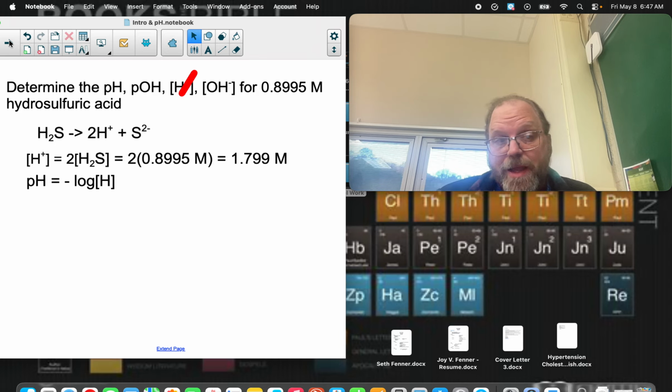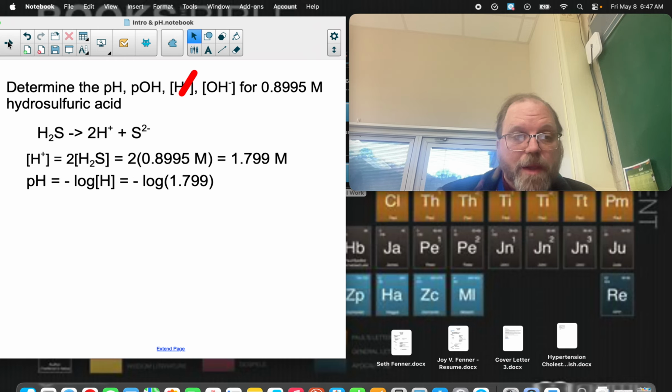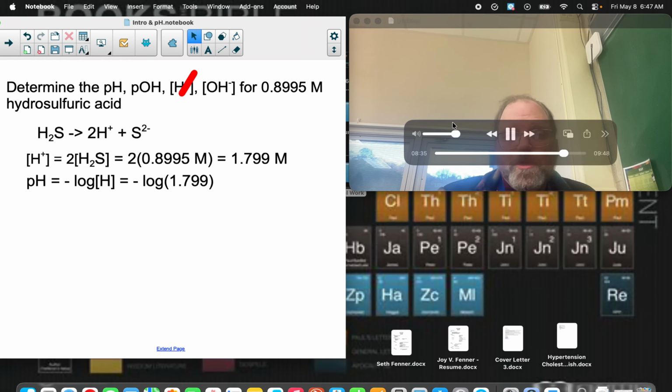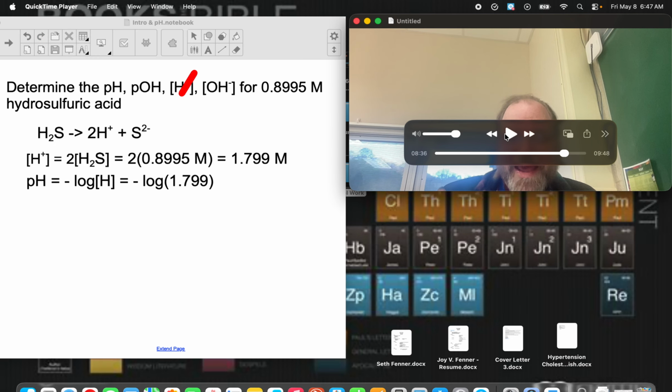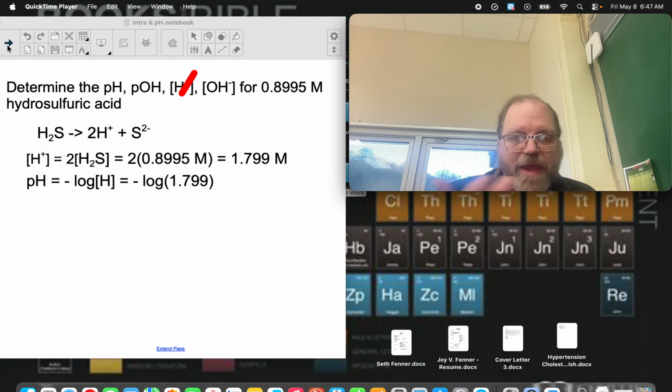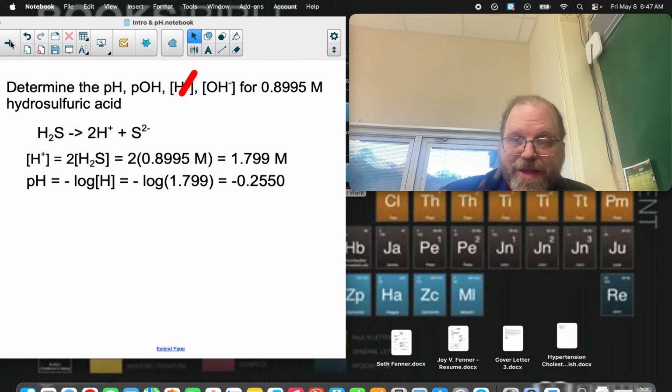Well, we know hydrogen ion, so we find pH. pH is negative log of hydrogen ion. So plug into the equation, negative log of 1.799. pH usually goes from 0 to 14. You can get a negative, which means it's very strong. You can go above 14, which means it's very basic. All right.